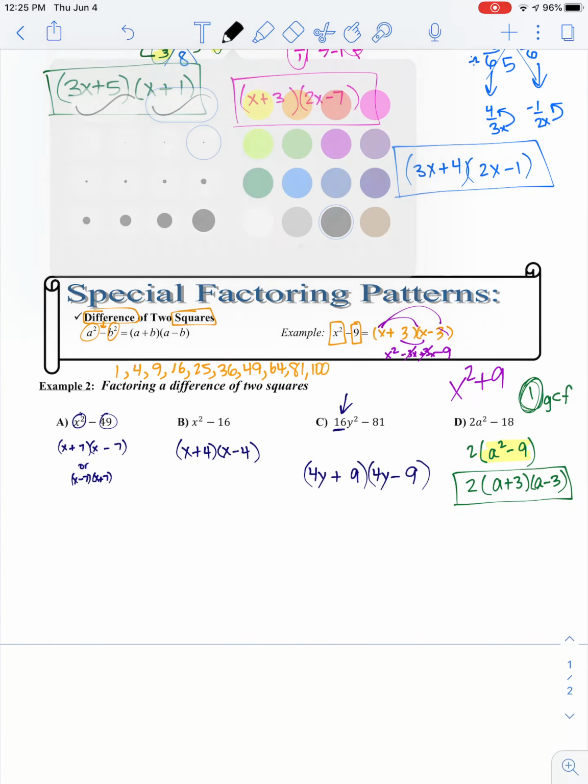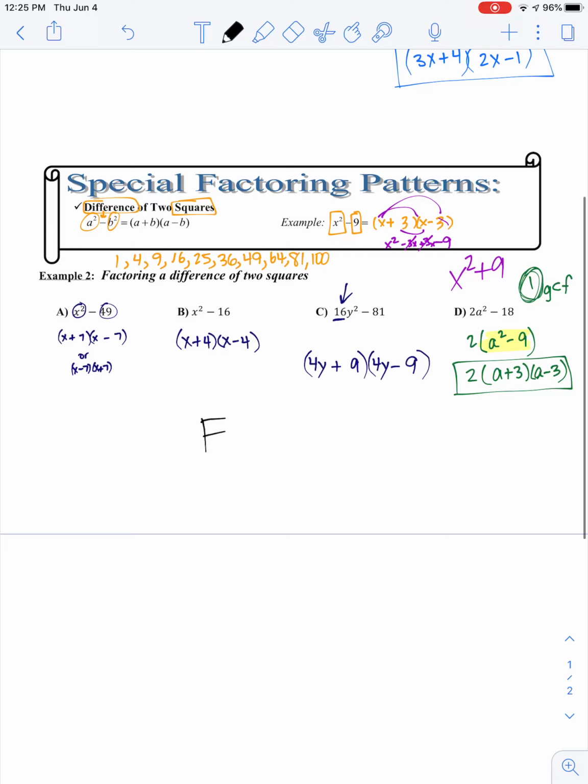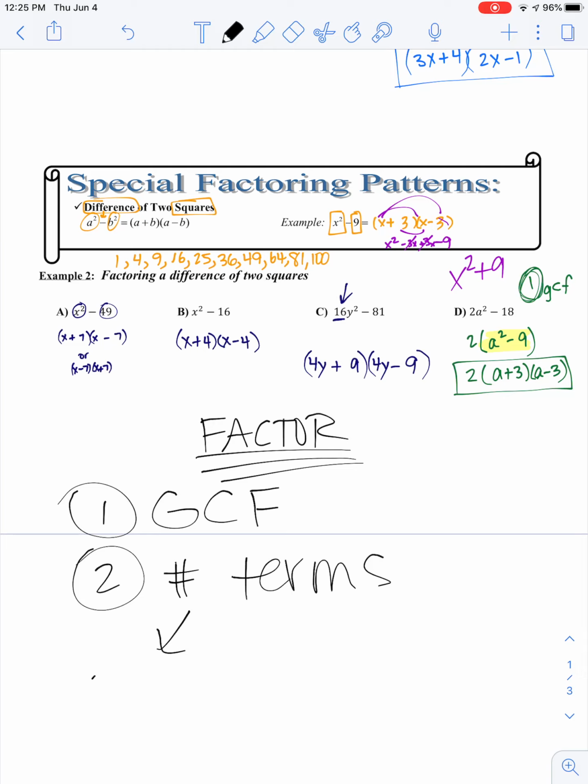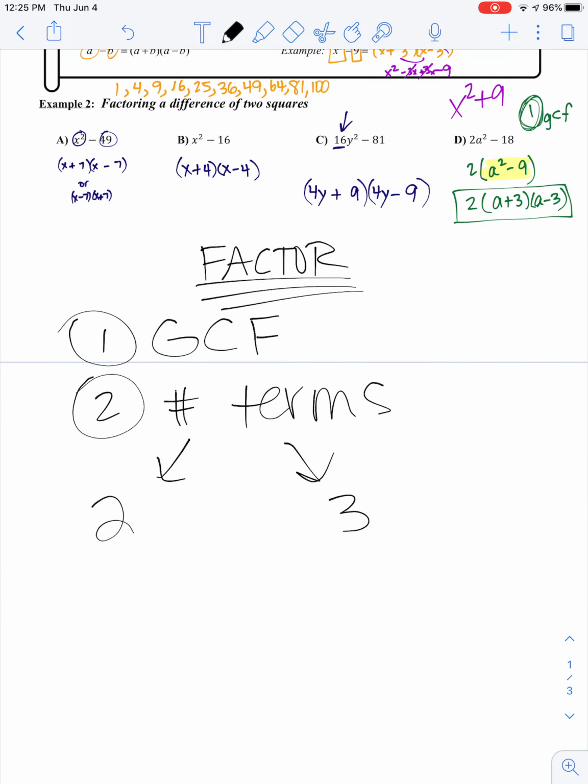So what I'm going to do really quick before we conclude this lesson is to just summarize the steps for factoring. Anytime you need to factor a problem, what are you going to do first? You're going to look for a GCF. What are you going to do second? You're going to look for the number of terms. Is it a binomial with 2 terms, or is it a trinomial with 3 terms?